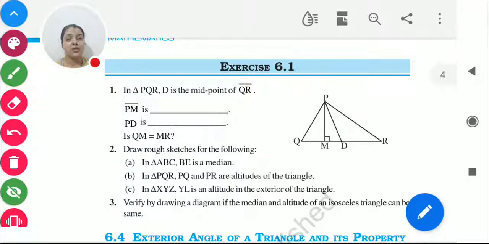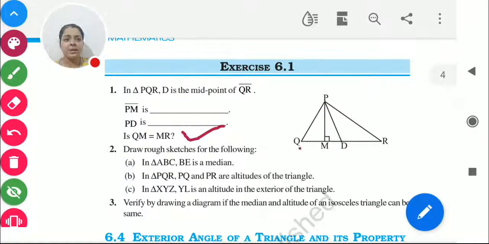In this one, there are 2 special lines. So what is PM? It is the altitude on QR, right? PM is the altitude, which means it is the height. So we call PM the altitude. Coming to the next one, PD. What about PD? PD is the median over here because it is dividing QR into 2 parts.